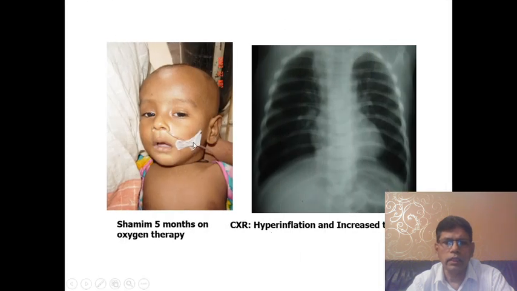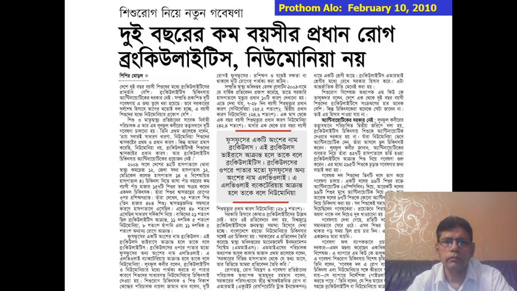And this is the child, and this is the X-ray chest showing hyperinflation and increased translucency. So the diagnosis is bronchiolitis. Bronchiolitis was not in our memory till the year 2000 in Bangladesh. We were oblivious of bronchiolitis. We discovered bronchiolitis in Bangladesh in 2001.